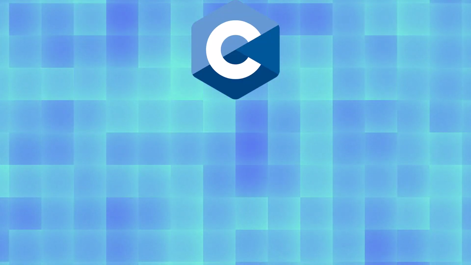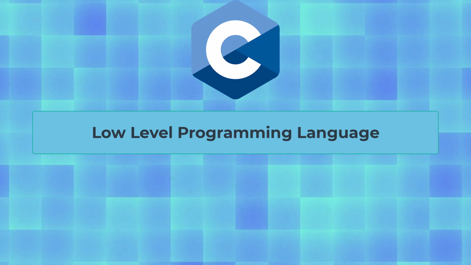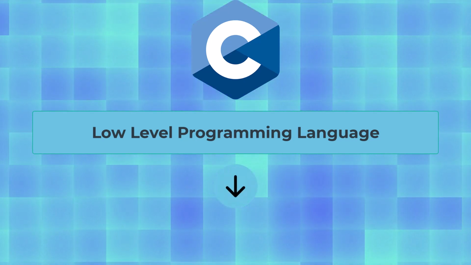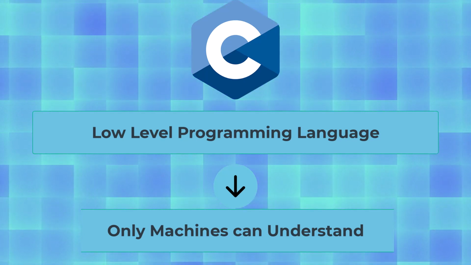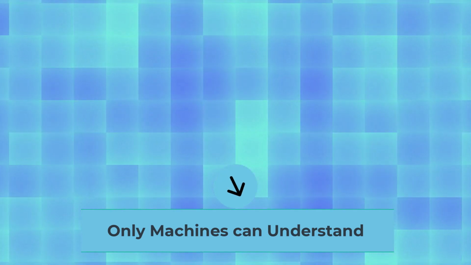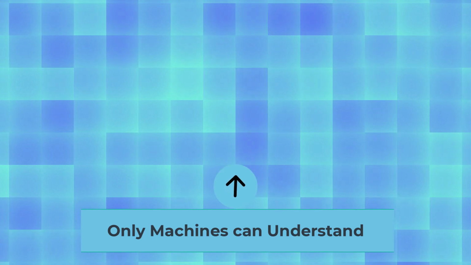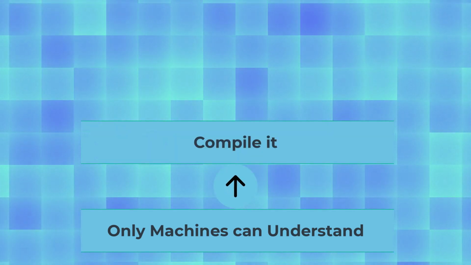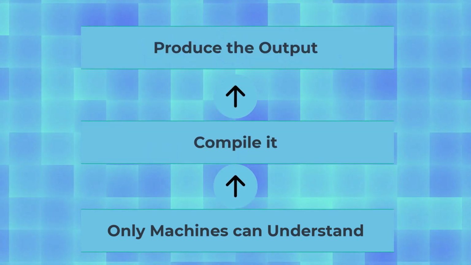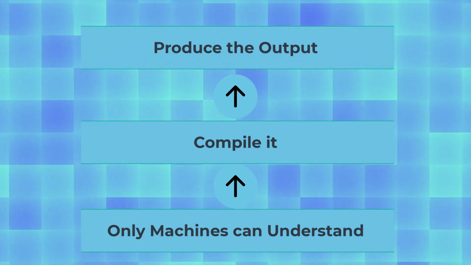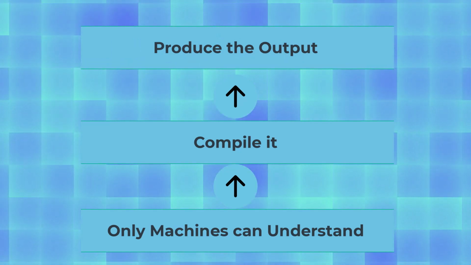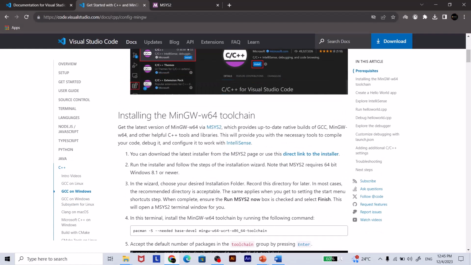Now C is a low-level programming language, which means that the output of the C language can only be understood by machines. So, to make the output human-readable, we have to install a compiler to check the syntax and produce an executable to run the code. To install the compiler, let us open the next site. We are going to install the MinGW compiler for compiling our C language.